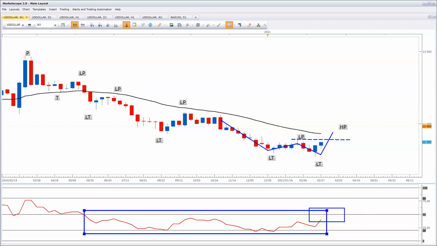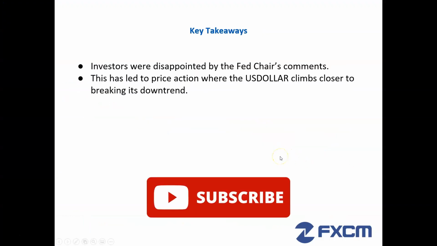Let's just end off with some key takeaways. All right, so investors were disappointed by the Fed Chair's comments. This has led to price action where the US dollar has climbed closer to breaking its downtrend. So we'll continue to monitor that.